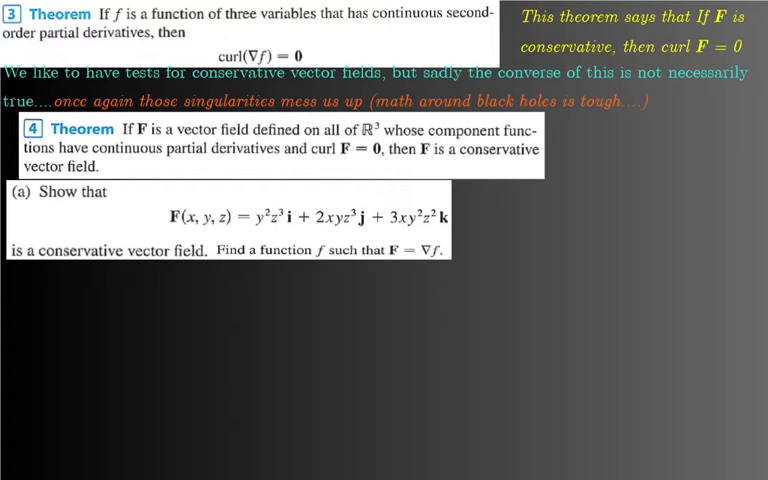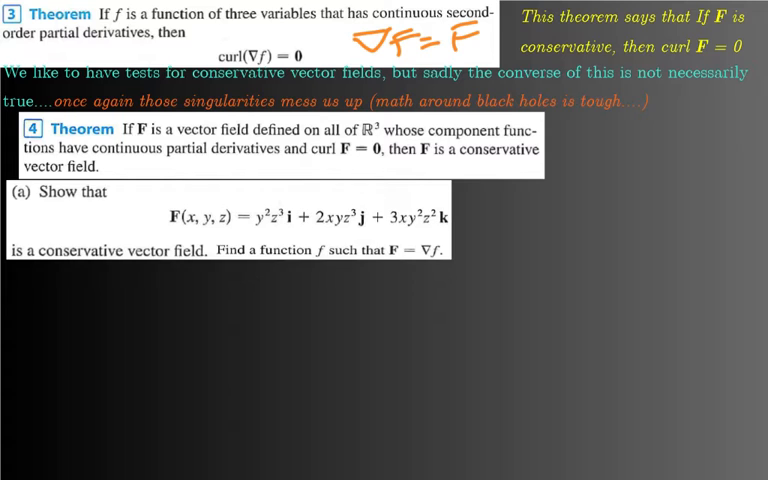So I just want to talk a little more about curl and divergence today. There's something we proved in the last video, where we basically showed that the curl of the gradient of f equals 0. What this is saying is that if the field F is conservative, then the curl of that field is going to be equal to 0, right? Because this is basically what it means to be conservative.